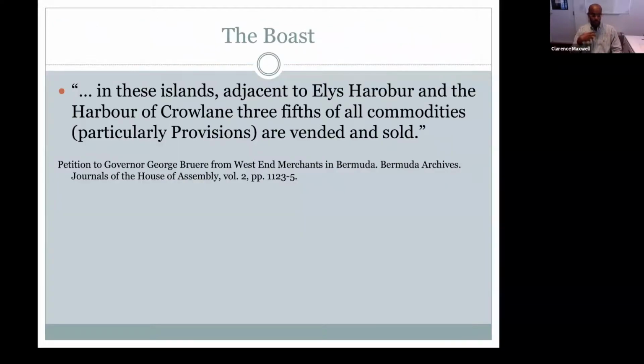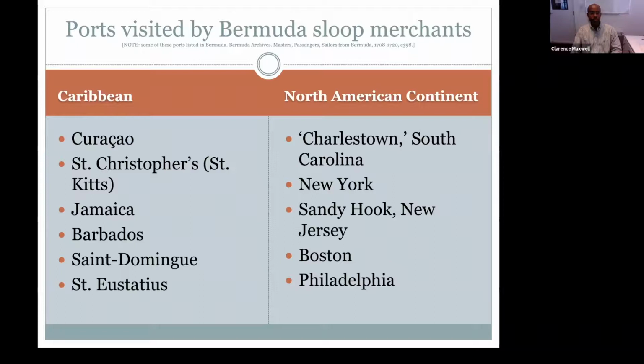To show you how proud they were of their trading activity, this particular statement was made to Governor Bruer: that in these islands adjacent to Ili's Harbor and the harbor of Cromwell, 3/5 of all commodities are vended and sold. That was not an empty boast. They literally were in many ways the powerhouse of Bermuda's economy in maritime commercial activity, as we saw from the previous slide. And these were their ports, as we can tell from records given to us.